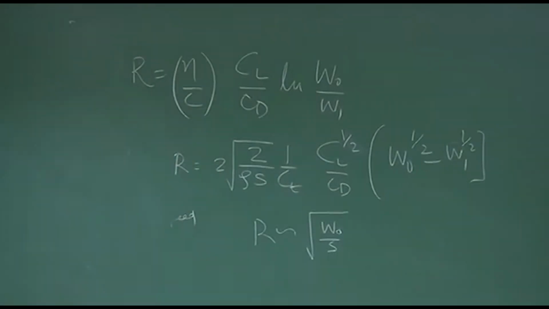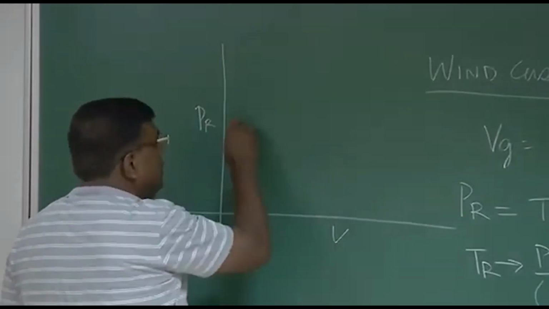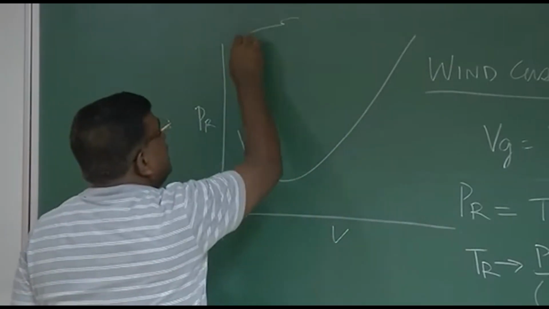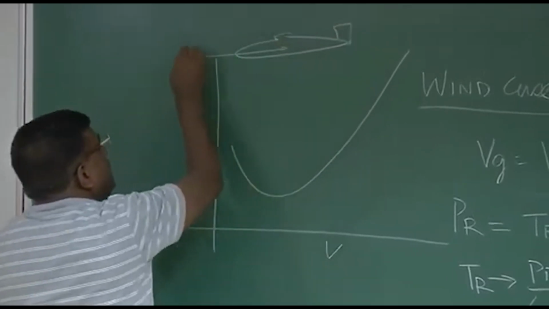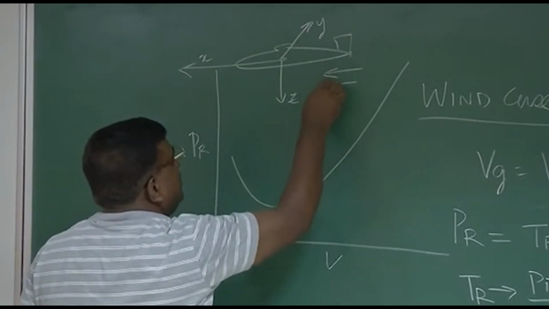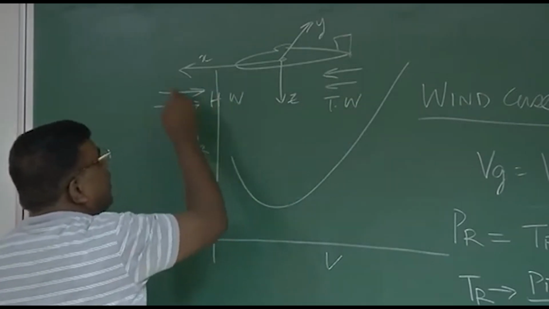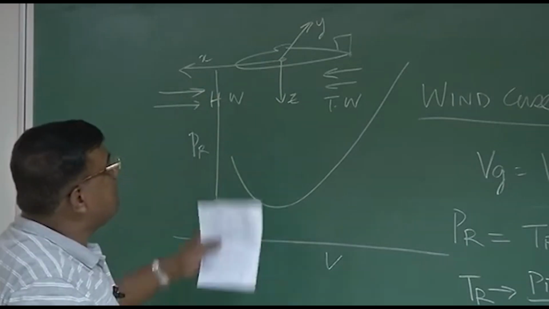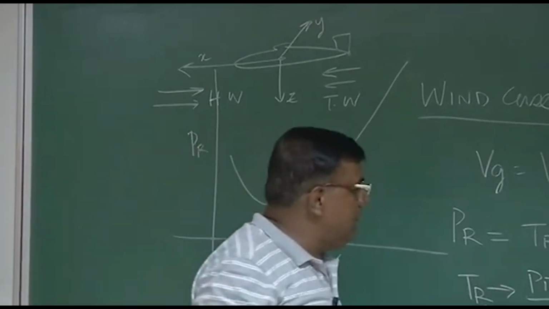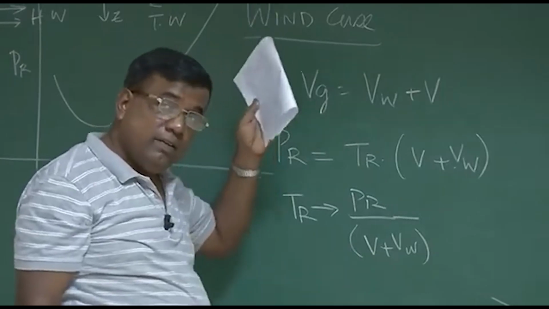So how do I use the same graph? This is power required versus V. Now suppose it is a tailwind. As per the convention, if this is the aircraft, this is X, this is Y, this is Z. Tailwind means like this, along X direction, TW is tailwind, and HW is headwind, the opposite direction. So as per this convention, tailwind is positive. So what we will do, if it is positive, means the power required has to be divided by a number larger than V relative, which is in stationary air. Earlier we were doing that.